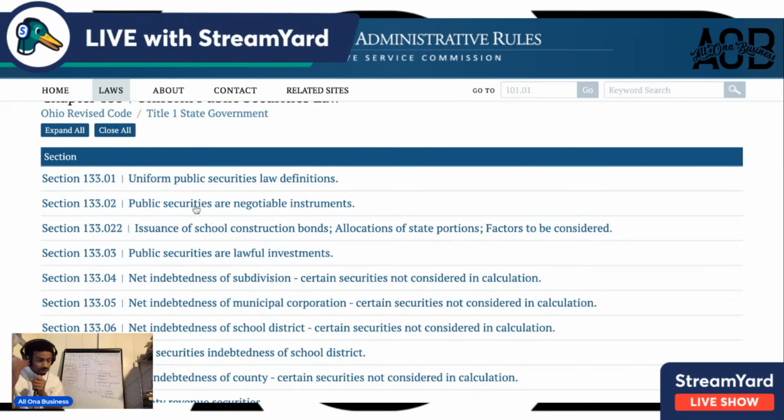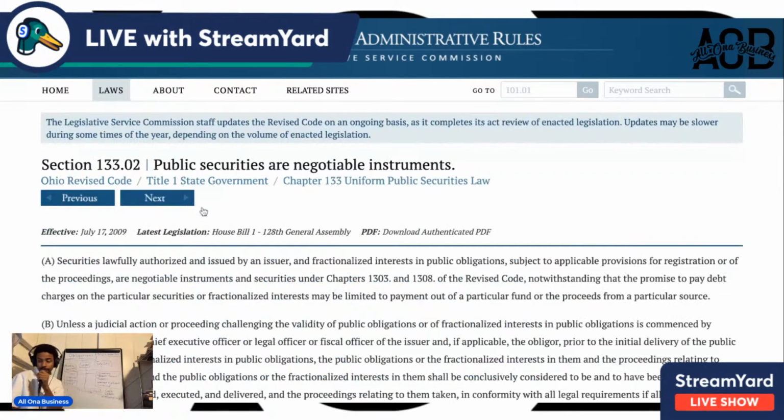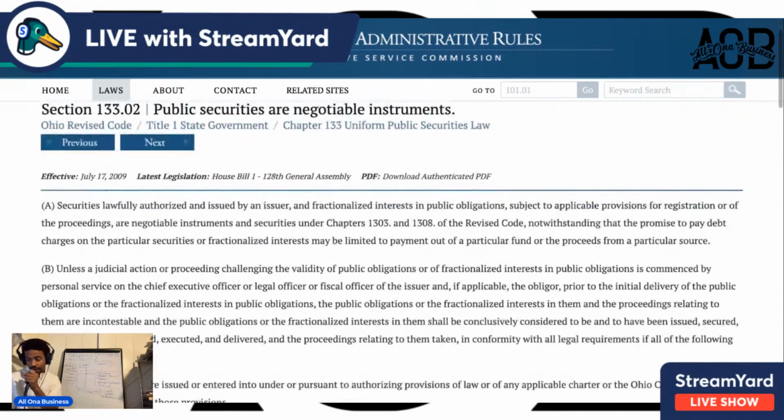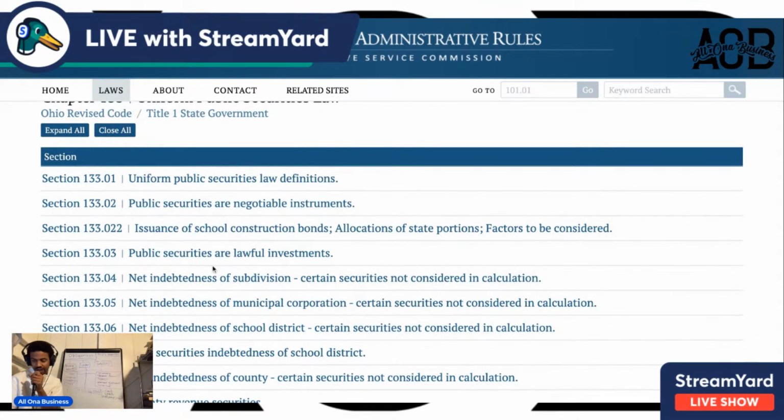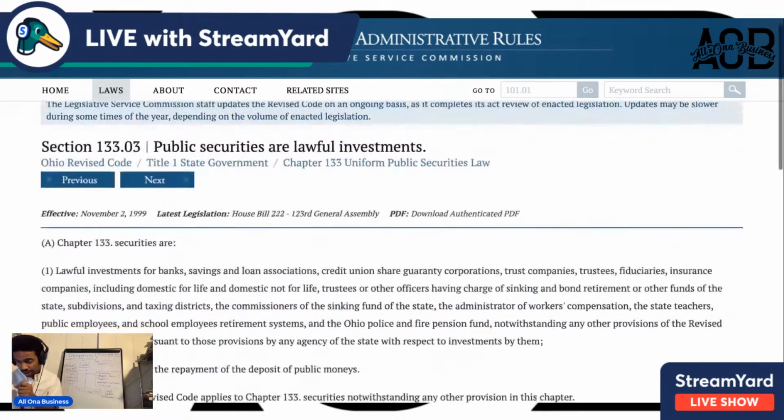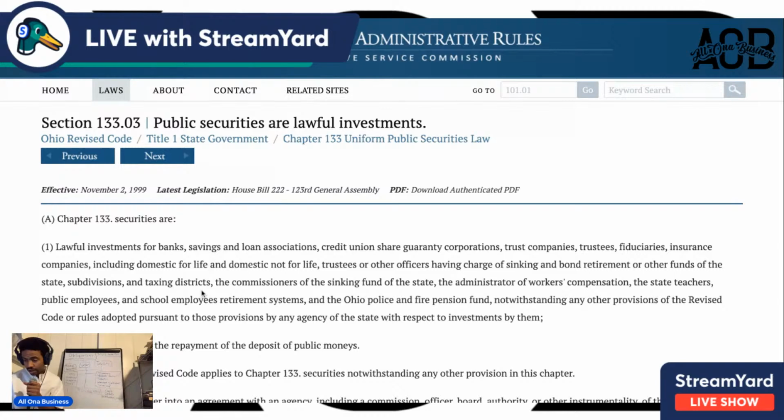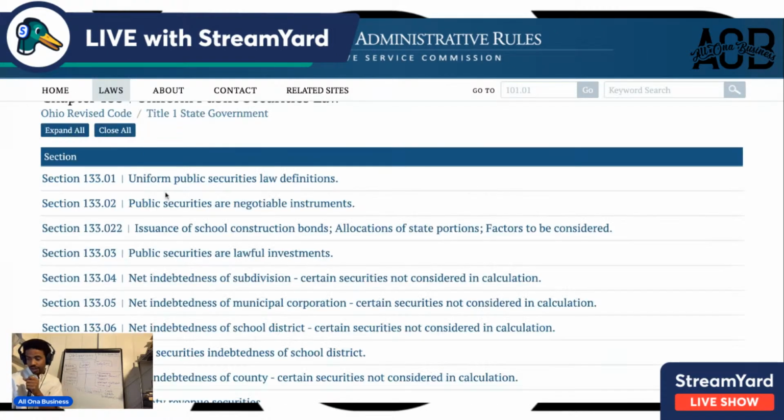What's it say? Public securities are negotiable instruments. Public securities are negotiable instruments. Securities lawfully authorized and issued by an issuer. Fractionalized interest in public obligations. Ooh-wee. Public securities are lawful investments. Ooh-wee. This is in Ohio, but this is uniform. This is in every state. Eligible as security for repayment of the deposit of public monies. What? Lawful investments for banks, savings, and hold on. What is public securities? Lawful investments. Man, let's just go backwards so we can find what these are defined as.